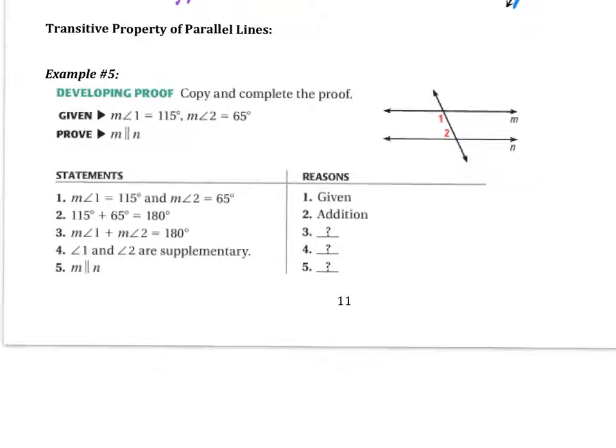All right, so our objective is to show that line M is parallel to line N. They give us stuff so that we can at least get going. Okay? That's our given. We said given always goes at the top. Okay? The next statement is we added 115 and 65 and we got 180.